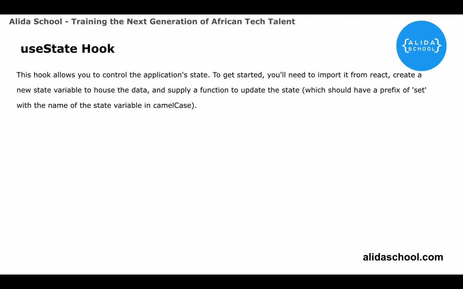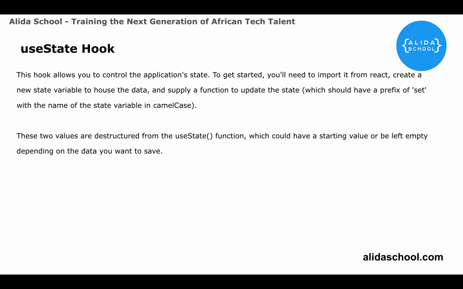Now you create a new state variable to house the data that you are trying to use and supply a function to update the state, which should have the prefix set. The two values you get when you're creating your useState data are the name of the data and also the set, which is a prefix attached to the name of that data for identification purposes. Now, any data can actually be used in the useState function.